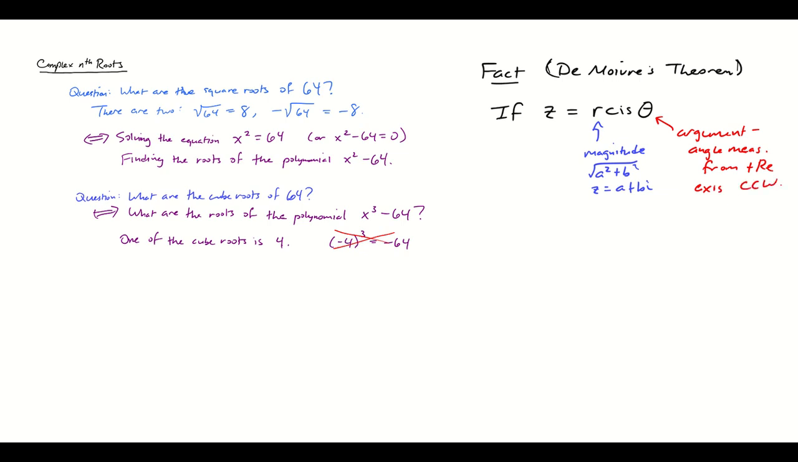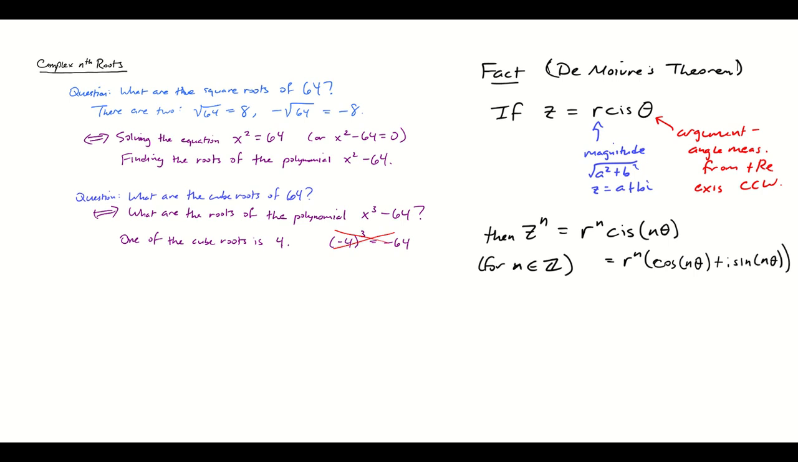measured counterclockwise. If we have those two pieces of information, then taking powers of z is not too hard, as long as we use the geometry of complex numbers. So de Moivre's theorem is that z to the n, for n any integer, this is assuming the magnitude is non-zero, z to the n is equal to r to the n times cis of n theta, which can be expressed in longhand as r to the n times cosine of n theta plus i sine n theta. In other words, the nth power is a complex number whose magnitude is r to the nth power of the original magnitude, and whose argument is n times the original angle measure. And that's how we take powers of complex numbers.